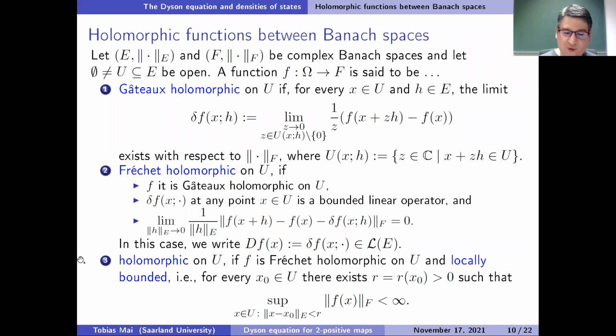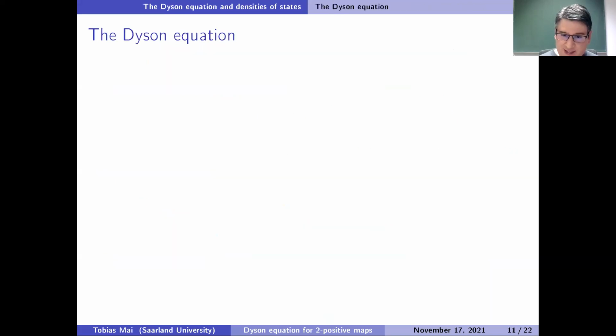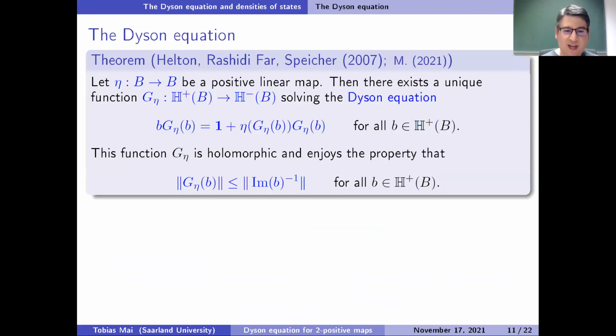And this simply says that for every point in my set U, I find a radius such that on the disk or the ball around this point x0 with this given radius, my function is uniformly bounded. Okay, I'm pretty sure that these things are well known to you, but with this in the back, we understand what comes next. Namely, we have this result of Helton, Rashidi Far, and Speicher, which says that given a positive linear map, there exists a unique solution of the Dyson equation.